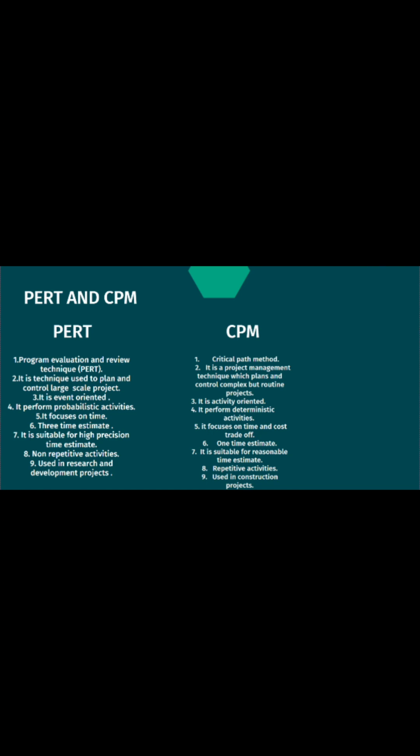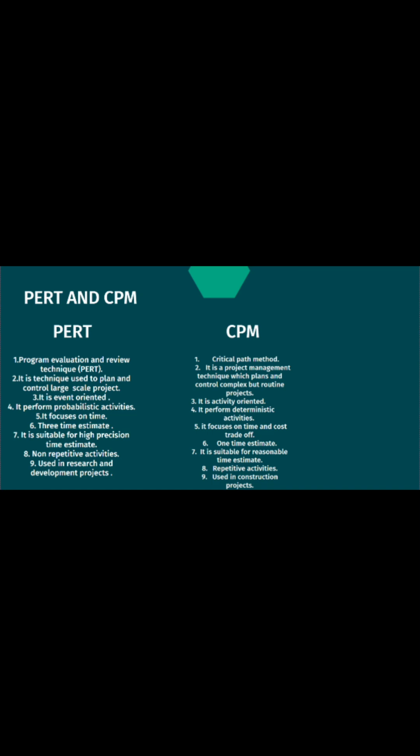PERT is a technique used to plan and control large scale projects. In this we have to plan a large scale project and control it. Whereas CPM is a project management technique which plans and controls complex but routine projects. In this, we control the routine projects. Third is PERT is event oriented, but CPM is activity oriented. PERT refers to probabilistic activities, whereas CPM refers to deterministic activities.